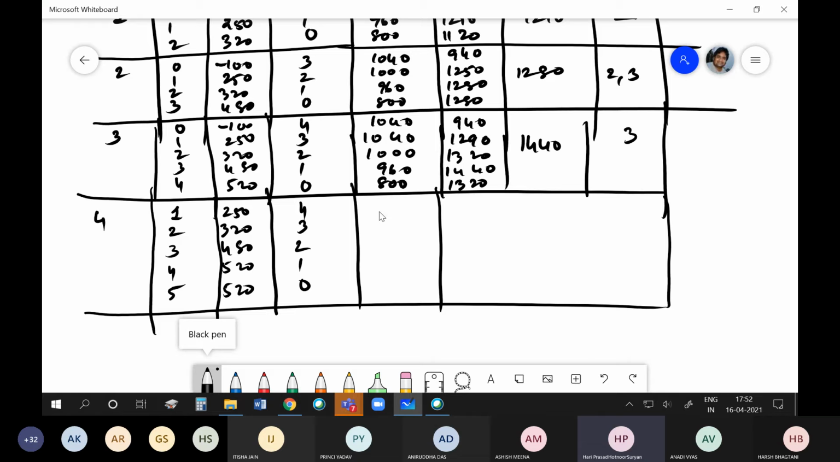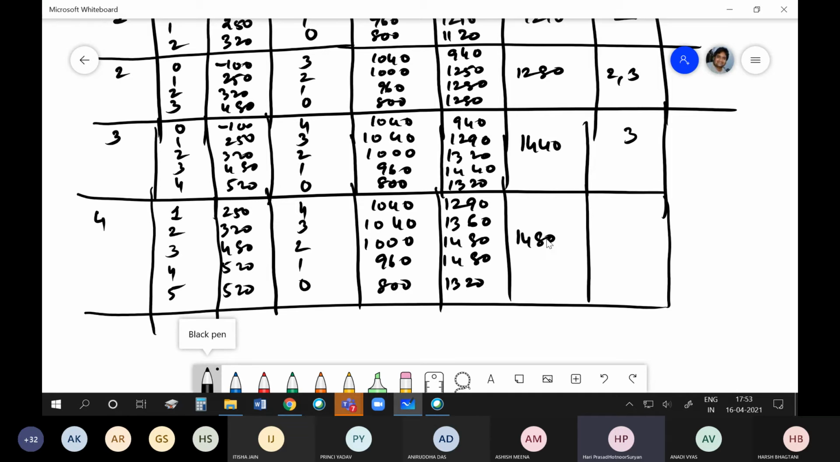Okay, so 1040, 1040, 1000, 960, and 800. The total is 1290, 1360, 1480, 1480, and 1320. So 1480 is the one, and 3 is the 4.